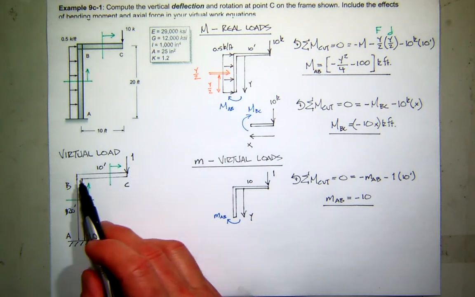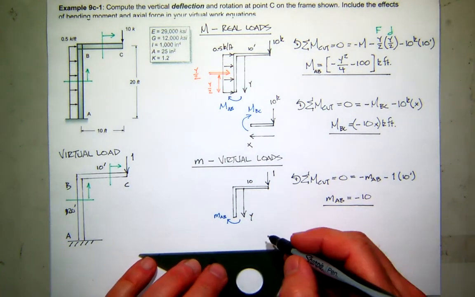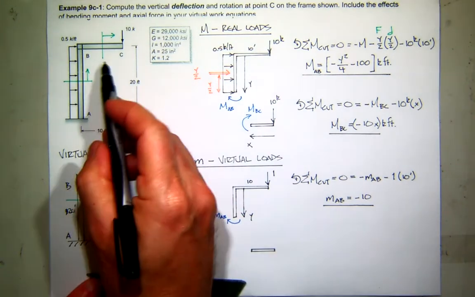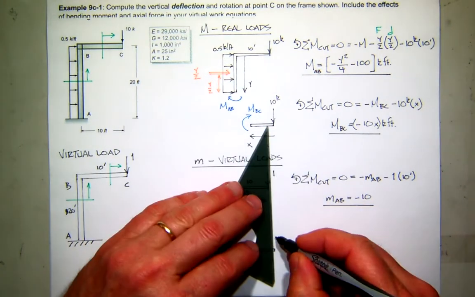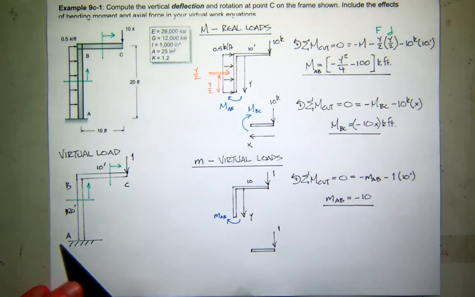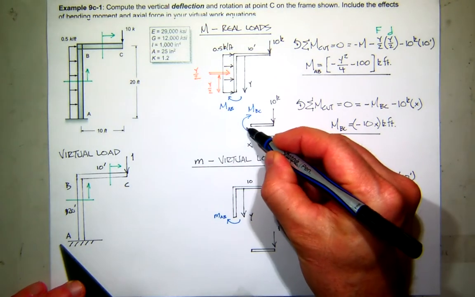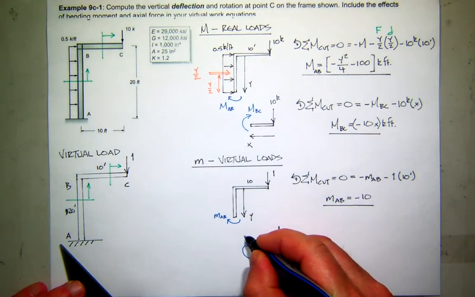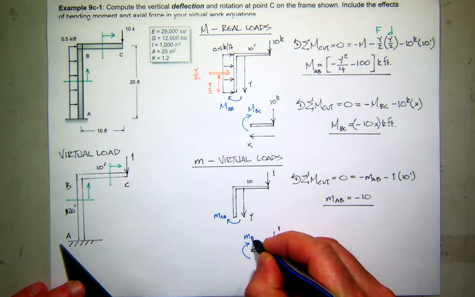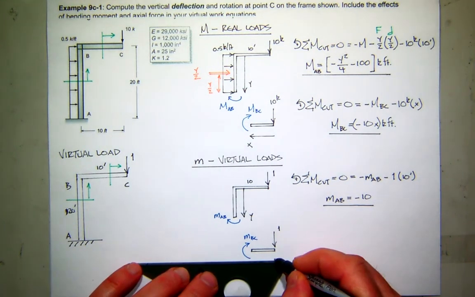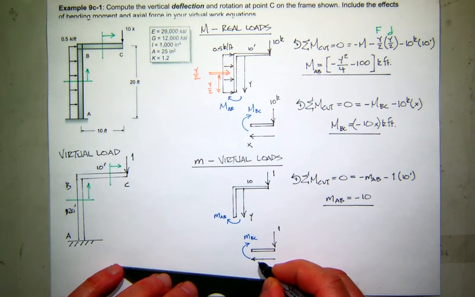So now I'm going to do section BC. I am going to cut that bit here and look at the right hand side. The only load on that is, again, my virtual load of 1, and just like here where I assumed this direction for my moment in the real system, I assume the same direction for my virtual system. Got to be consistent. And then just find that moment. Oh, I left a piece of information off. I called this distance x.